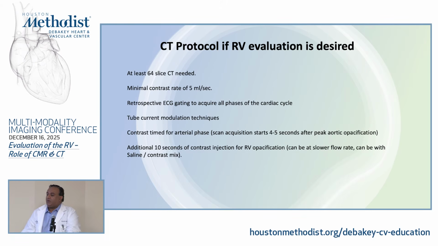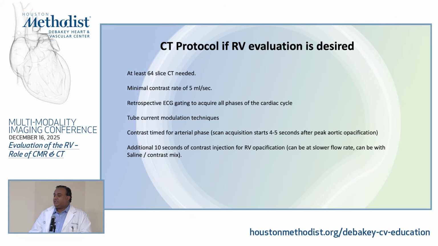So what is the CT protocol if RV evaluation is desired? Our CT fellows know this. This we take for granted, but you need at least a 64-slice CT if you're going to perform RV or LV function on a CT. The minimal contrast rate has to be 5 mLs per second. You obviously need retrospective EKG gating so that you have all phases of the cardiac cycle. There are tube current modulation techniques where it will drop the milliamperes during systole. So the images are still good enough that you can delineate the endocardial borders in the systolic phases, but it's saving the patient some radiation by dropping it down in systolic phases.